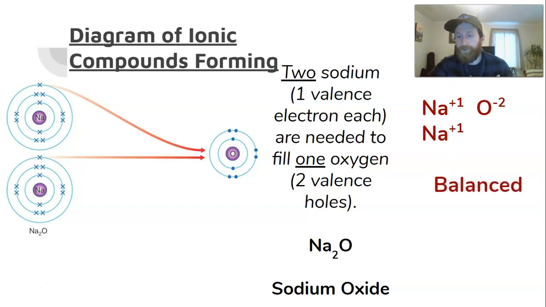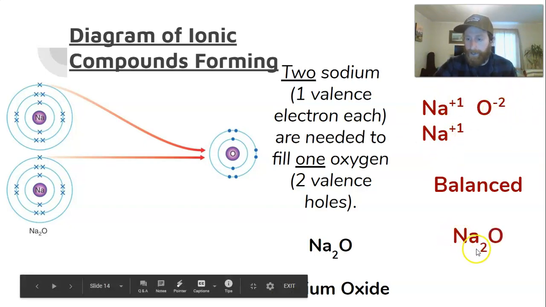So when it goes to writing the formula, I ask myself, how many cations did I have to add in total? I have 2 cations. How many anions? I only have 1 anion. So that's why I'd write Na2O.